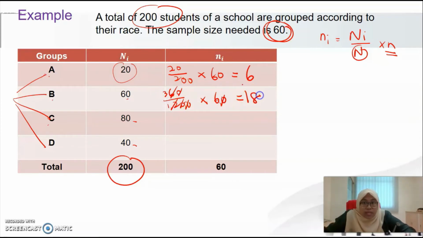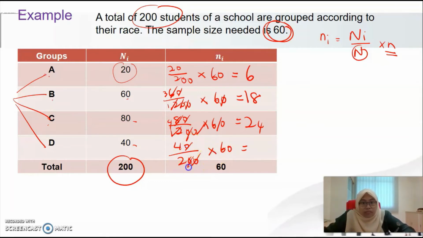So only 18 samples from group B, and from group C, 80 over 200 times 60, 24. So only 24 samples from group C, and the last one, for group D, 40 over 200 times 60, 12. Only 12 samples from group D. So altogether, we have achieved these 60 samples. So this is how you conduct proportional stratified sampling.